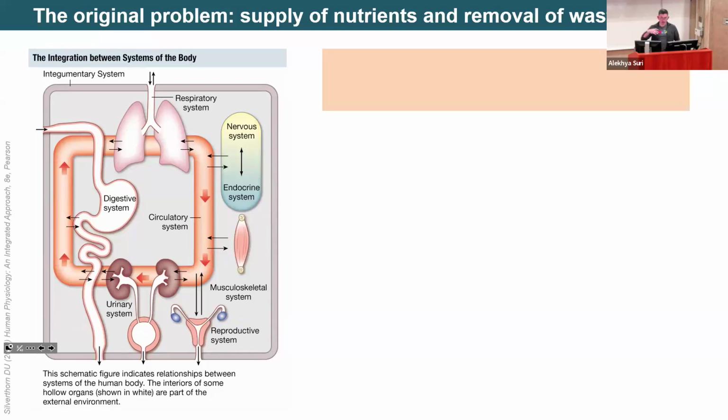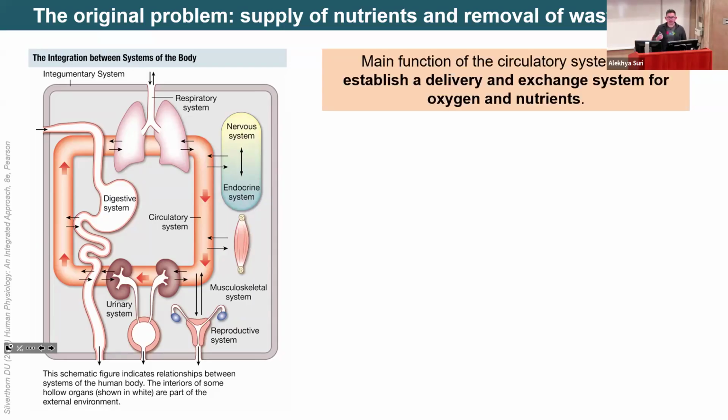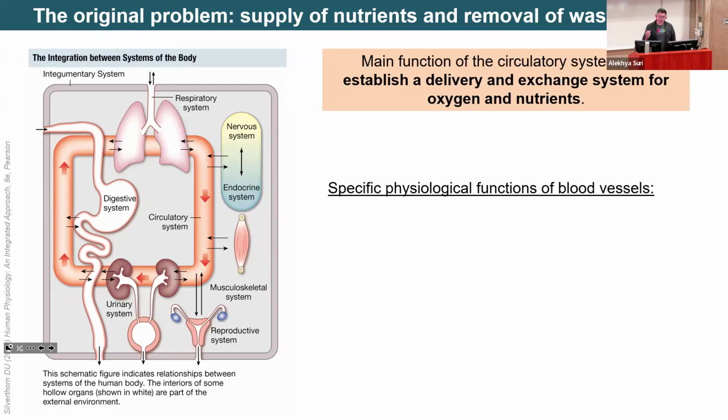But then the things that are picked up by the circulation from the digestive system and from the respiratory system are circulated through the entire body, and they are delivered. They can be exchanged with structures in the nervous system, the endocrine system, the musculoskeletal system, and so on and so forth, right? So this is to illustrate that the main function of the circulatory system is to establish the system of exchange and delivery, right?